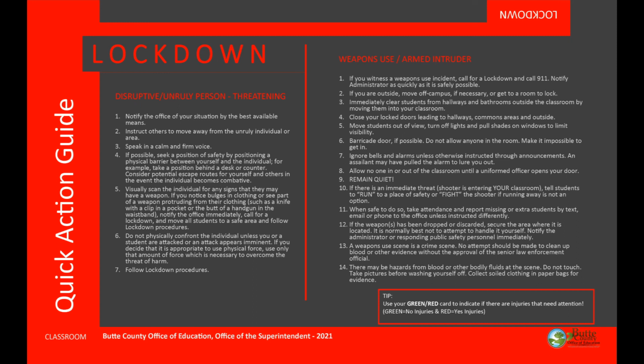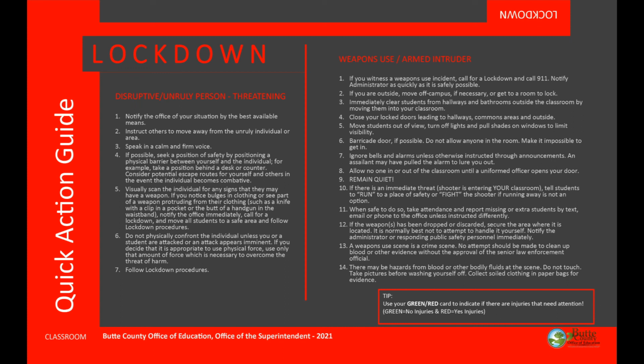Close your locked door leading to hallways, common areas, and outside. Move students out of view, turn off lights, and pull shades on windows to limit visibility. Barricade your door if possible. Do not allow anyone in the room. Make it impossible to get in. You can do this by stacking tables and chairs and cabinets in front of your doors.